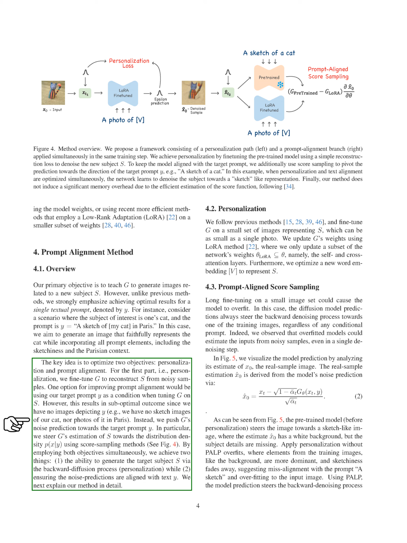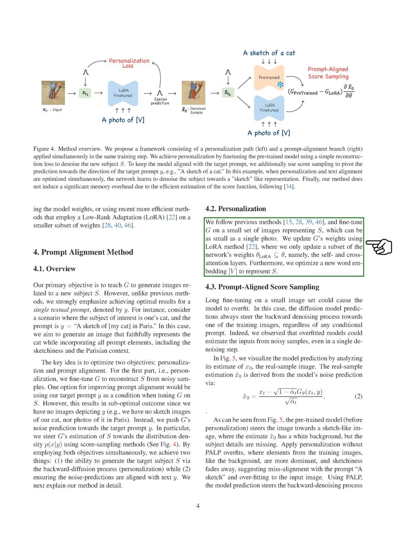For personalization, we fine-tune the model to reconstruct the subject from noisy samples. To improve prompt alignment, we guide the model's noise prediction towards the target prompt. By doing this, we can generate the target subject while ensuring the noise predictions align with the text. Finally, for personalization, we follow previous methods and fine-tune the model on a small set of images representing the subject. We update the model's weights using the LoRa method, where we only update a subset of the network's weights, specifically, the self and cross-attention layers.